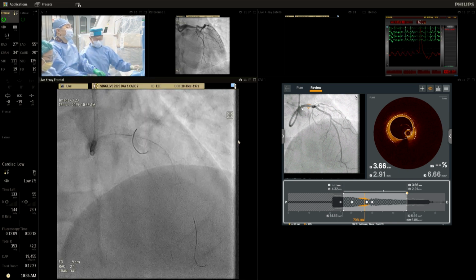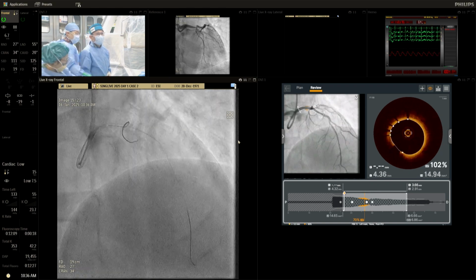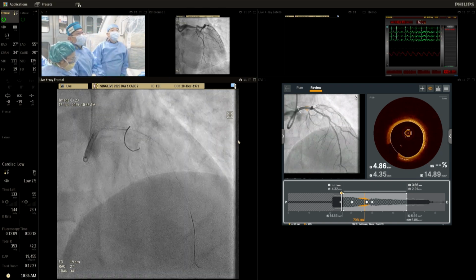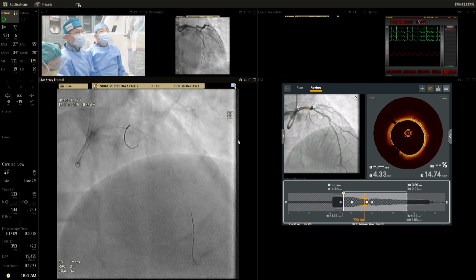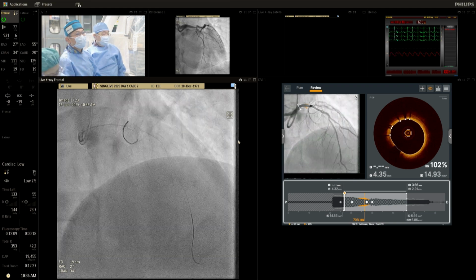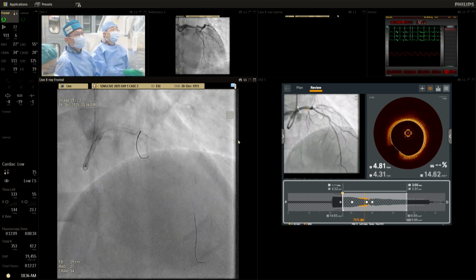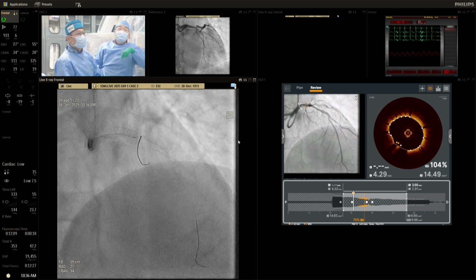Okay, so we're going to have to look at the OCT again. So back to the proximal stent edge. We can see that the proximal edge is all well opposed now, so no more struts hanging around in the lumen. So that's good. And no dissection in the proximal edge.